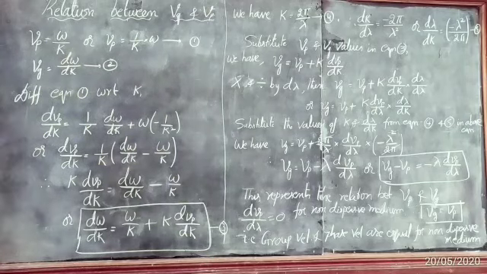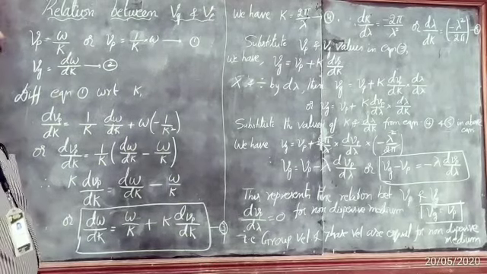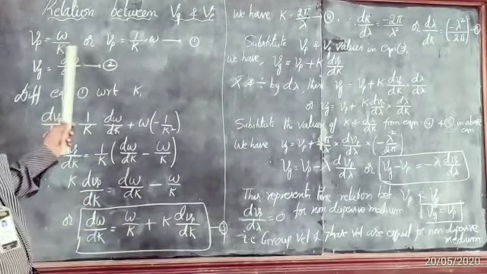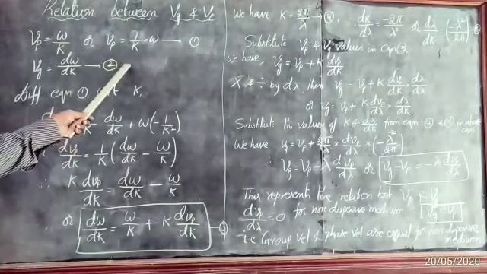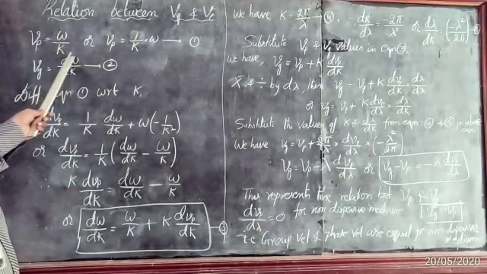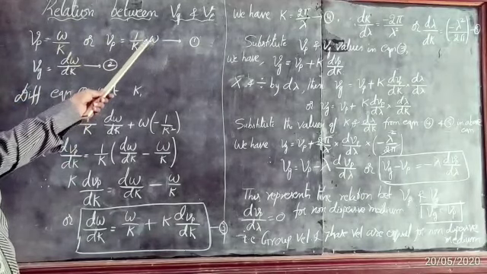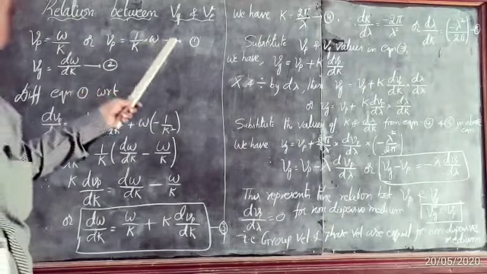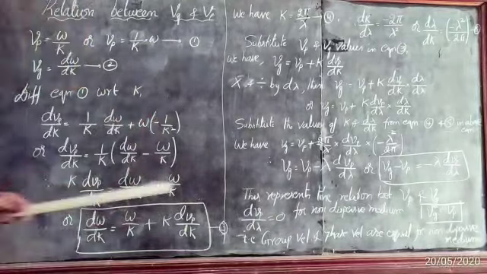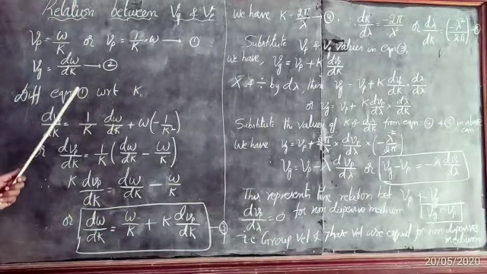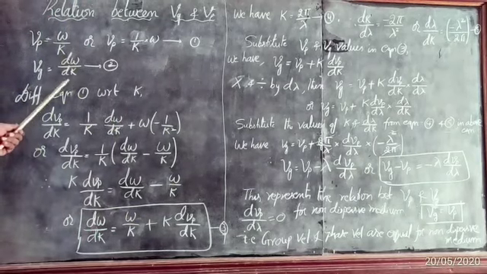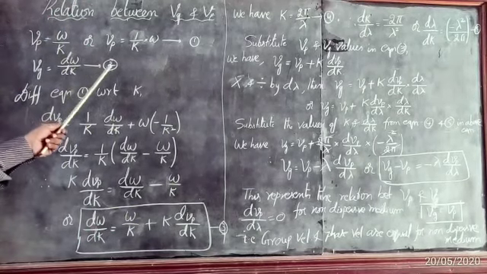Phase velocity Vp is equal to omega by k, or it can be written as Vp is equal to 1 by k into omega. I am going to call that equation 1. Next, the group velocity Vg is equal to d omega by dk. I called that equation 2.